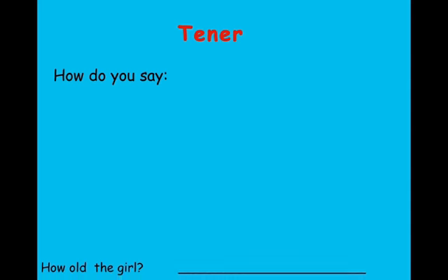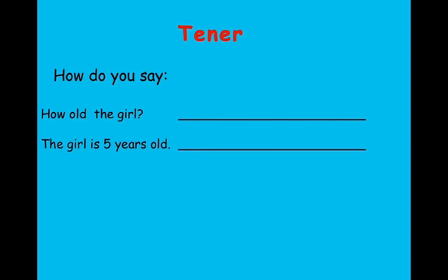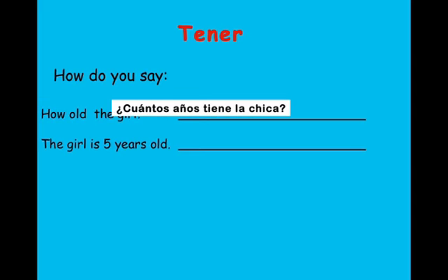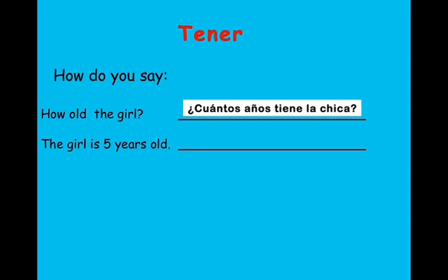Let's keep on going. And again, how old is the girl? Oh, there's a typo right there. I forgot to put is. How old is the girl? The girl is 5 years old. ¿Cuántos años tiene la chica? Or la niña? Or la muchacha? Either word is correct. The girl is 5 years old. La chica tiene 5 años. She's 5 years old.